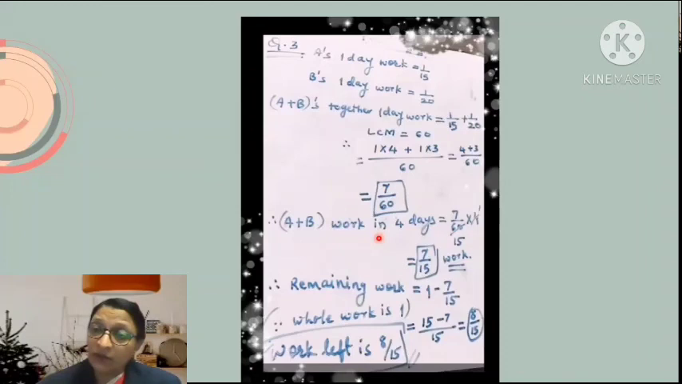Now we have to calculate the remaining work. So remaining work is equal to whole work minus the work they have completed together in the 4 days. That is 1 minus 7 upon 15. So here LCM is 15 and 1 will become 15 upon 15. The numerators will get subtracted, 15 minus 7, and the denominator will be 15 as it is. So the work left, means remaining work, is 8 upon 15.